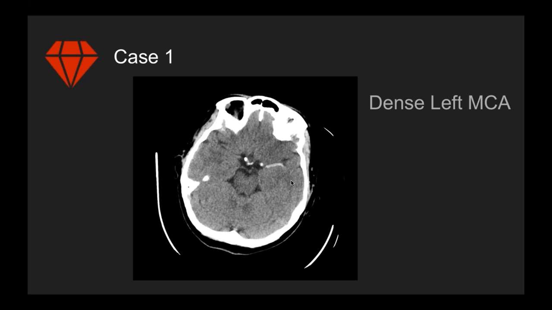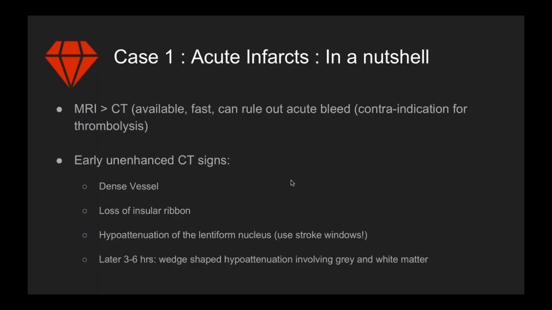So a little bit about acute infarcts. Again, this will be bread and butter for most of you, but for people who are just going on call, it's good to refresh your memory. We know that MRI is actually more sensitive for acute infarctions than CT, but in the out of hours setting, we're always going to do CT first because it's much more available and faster. And the important thing is we can rule out acute bleeding, which is a contraindication for thrombolysis.